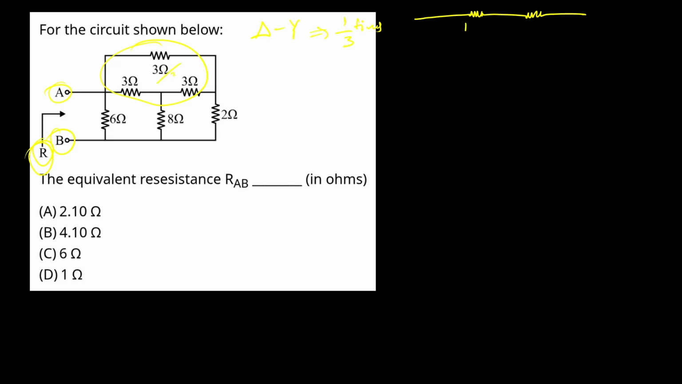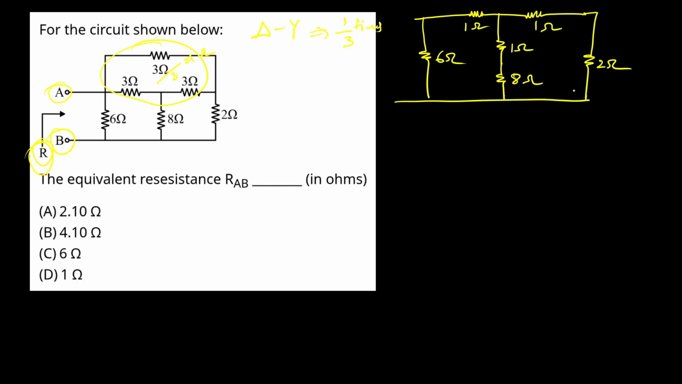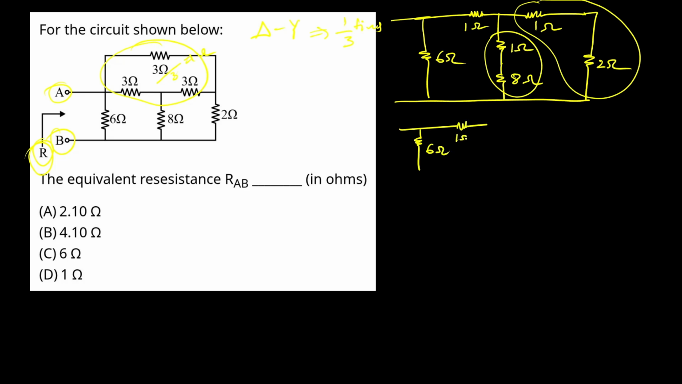So 3 by 3 equal to 1 ohm. So 1 ohm, 1 ohm, 1 ohm, 8 ohms, 6 ohms, 2 ohms. So these are in series, these are in series. So it will become something like this: 6 ohms, 1 ohm, 9 ohms, 3 ohms.